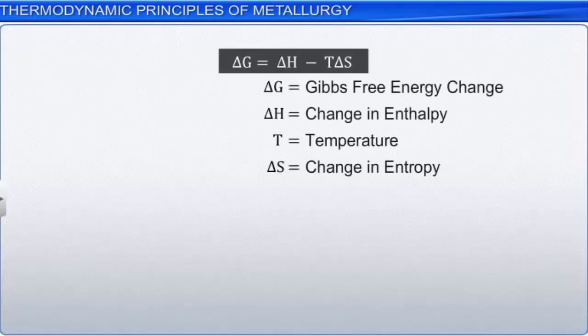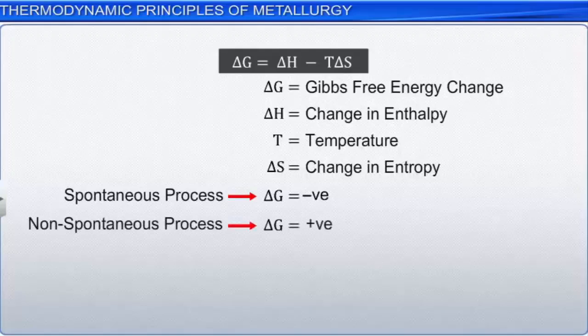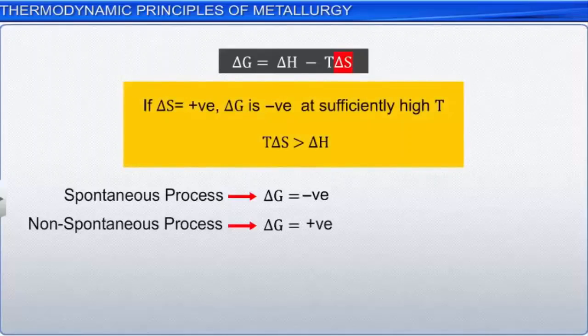You know that the change in Gibbs free energy of a reaction, delta G, is a measure of the thermodynamic driving force that makes the reaction occur. For a spontaneous process, delta G is negative, while a positive value of delta G indicates a non-spontaneous process. It can be seen that for a reaction where change in entropy delta S is positive, the reaction is spontaneous at a sufficiently high temperature, as the magnitude of T delta S exceeds delta H.